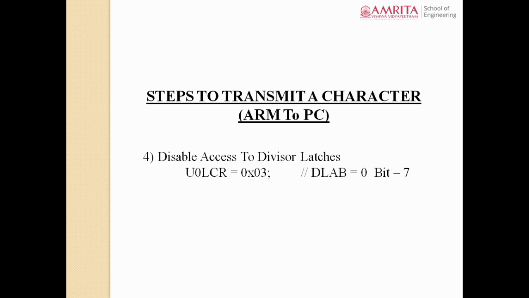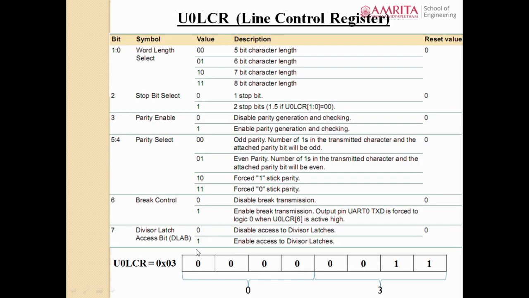Previously, you have enabled the access to divisor latches, then you are writing 97. After the write process is complete, you need to disable the access to divisor latches. How will you do that? You need to make this bit as 0. The remaining bits you need to keep as it is. Right? The word length, stop bit, parity enable, break control, etc. Whatever you have configured before, that should be as it is. Only the last bit, the seventh bit, you need to make it as 0. So when you are making this bit as 0, you are disabling the access to divisor latches.